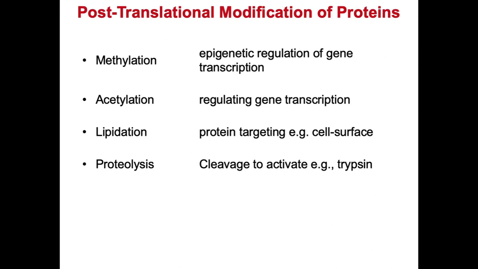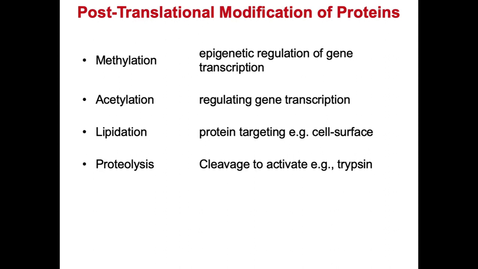Other types of modification include methylation, which is important in the epigenetic regulation of gene transcription. Acetylation, again, plays an important role in gene transcription. Lipidation, so this is important for targeting protein molecules to the cell surface. So if a protein has a small lipid group on it, this lipid can then insert into the plasma membrane, basically tethering the protein to the cell surface, and this serves to localize its activity in a particular place.